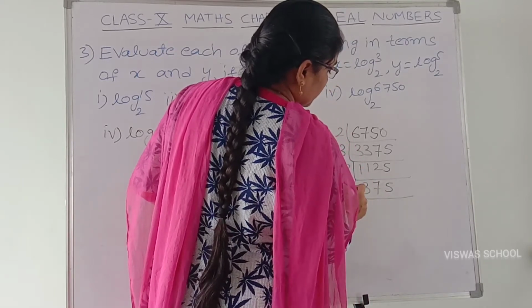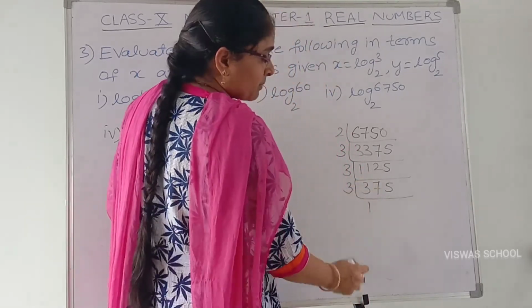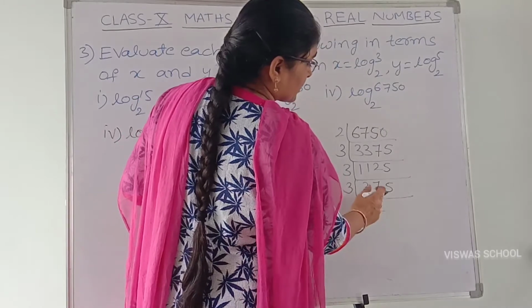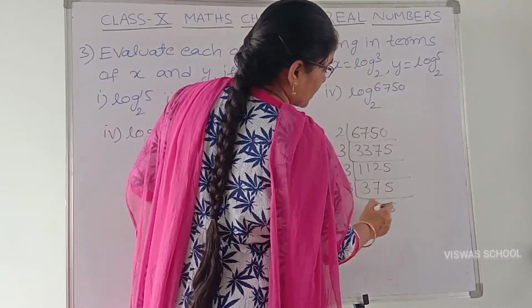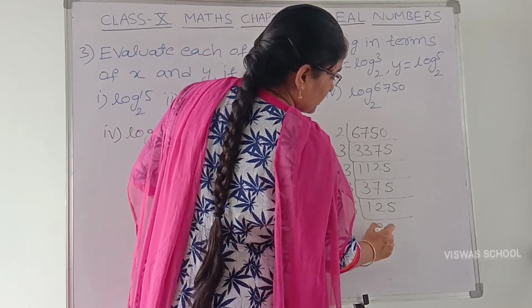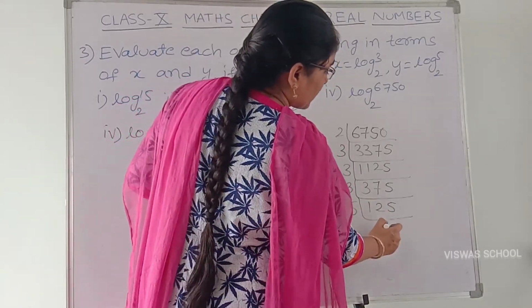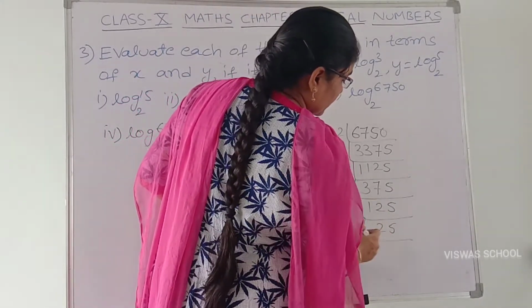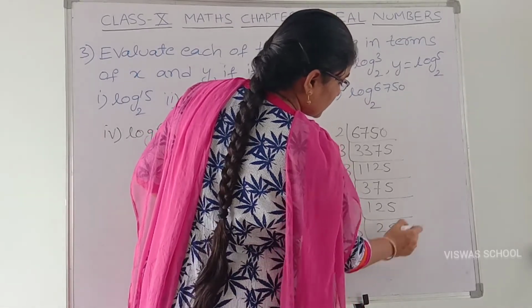And next also with 3. 3 1s are 3. Now 3 2s are 6. Here remaining 1. 3 5s are what? 15. Next with 5. 5 2s are 10. Remaining 2. 5 5s are 25. Now 5 5s are 25.